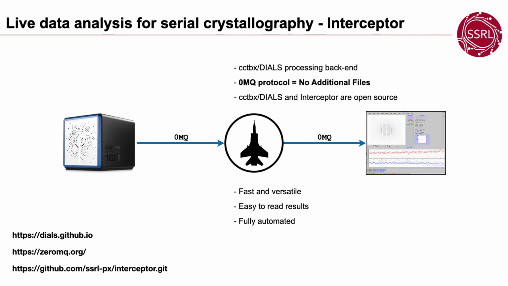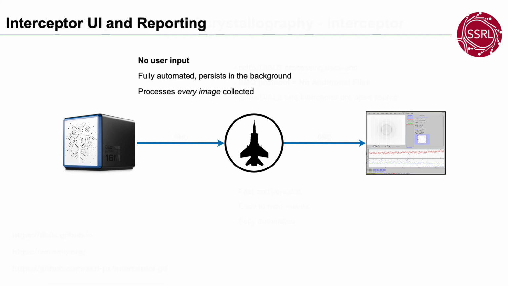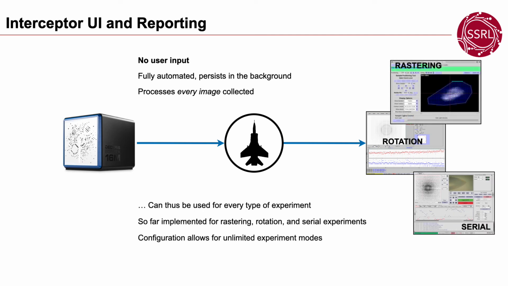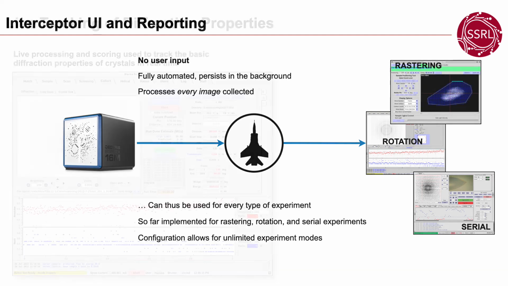Interceptor is a fast and versatile program that provides easy-to-read results and is fully automated, requiring absolutely no user input. It simply persists in the background and processes every image that is collected at the beamline. We have implemented this for several scenarios, but the sky is truly the limit for all the applications of the Interceptor, and efforts to apply it to a variety of different experimental scenarios are ongoing. But we do have it available for both rotation and serial experiments.